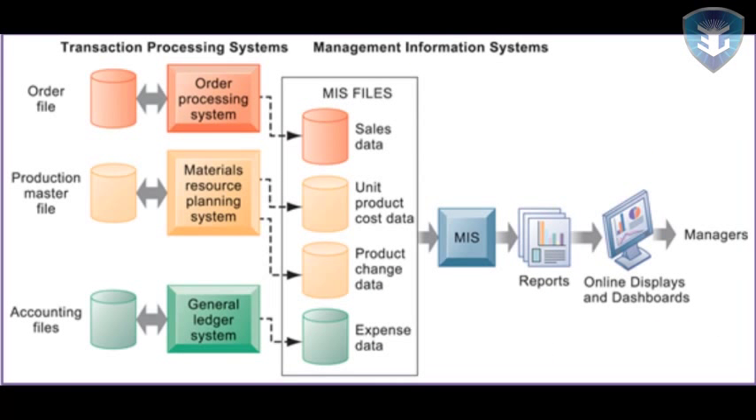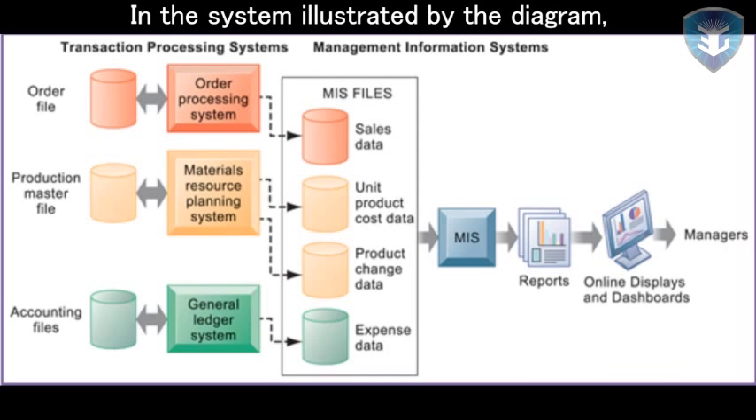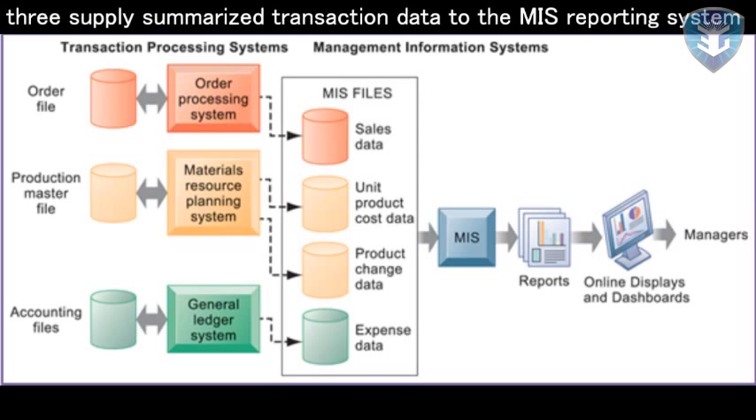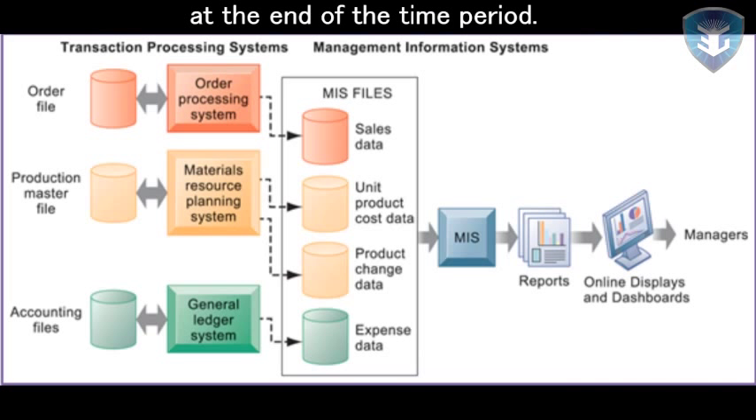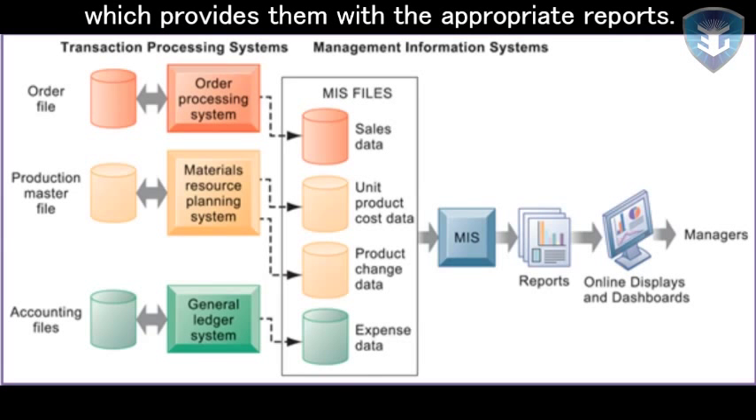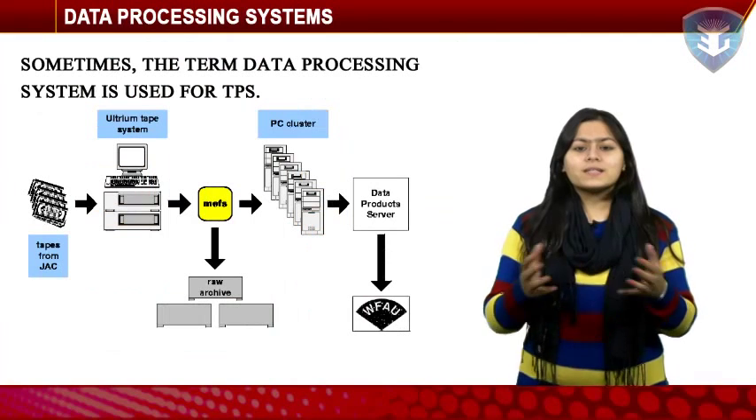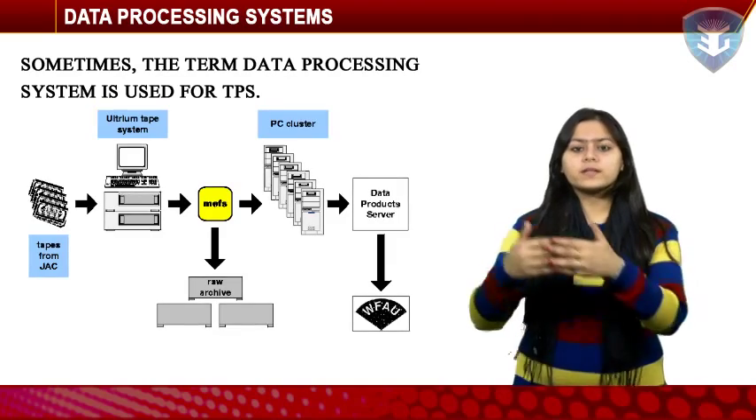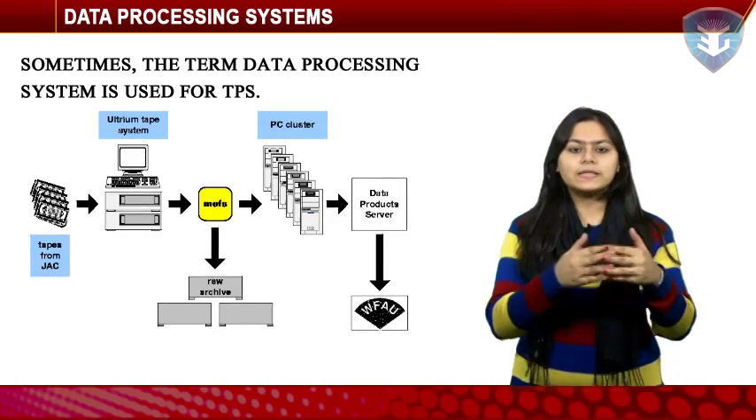From the diagram above, we can see that in the system illustrated, TPS supplies summarized transaction data to the MIS reporting system at the end of the time period. Managers then gain access to the organizational data through the MIS, which then provides them with the appropriate reports. Sometimes the term data processing system is used for TPS.